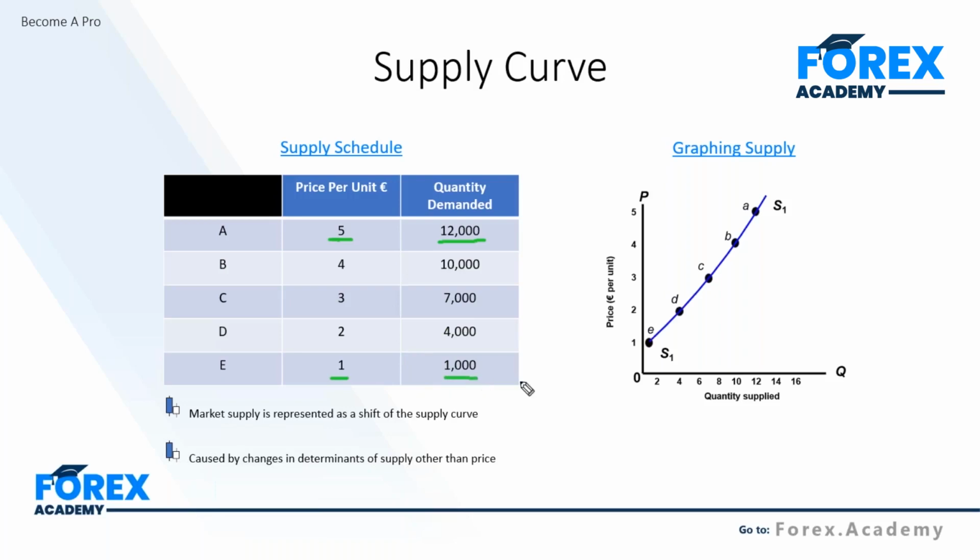So market supply is represented as a shift of the supply curve and is caused by changes in determinants of supply other than price. So very similar to the non-price determinants of demand, we have a similar function in graphing supply again. And here we see the supply function from our supply curve. It's inverted, so it shows you the direct relationship again as prices move.